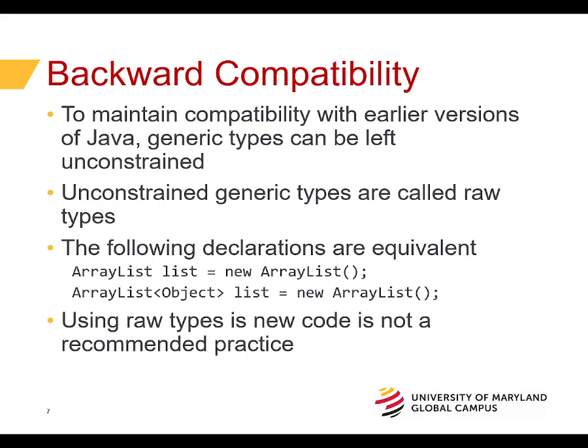Finally, some observations about the fact that this syntax was an afterthought in the language design, and therefore the considerations that must be made for backward compatibility. To maintain compatibility with programs originally written in earlier versions of Java, generic types can be left unconstrained. Such types are called raw types. When raw types are used, it is the equivalent to using the generic type, constraining it with the type Object. Clearly, using raw types in new code is not a recommended practice and should be avoided.